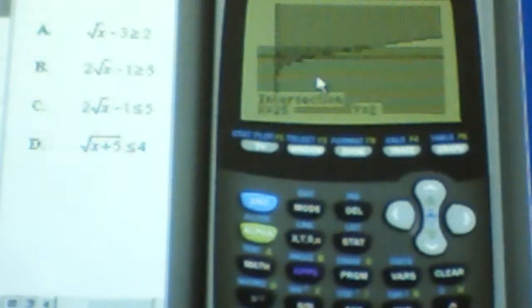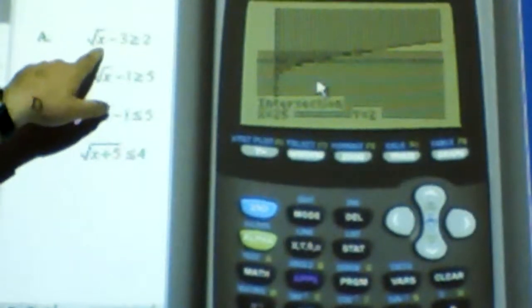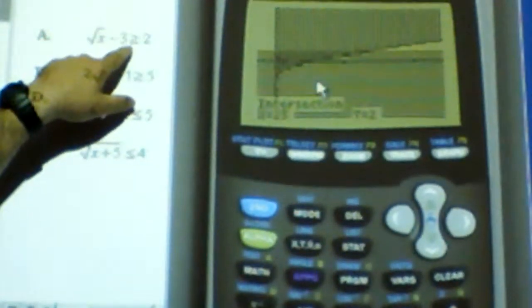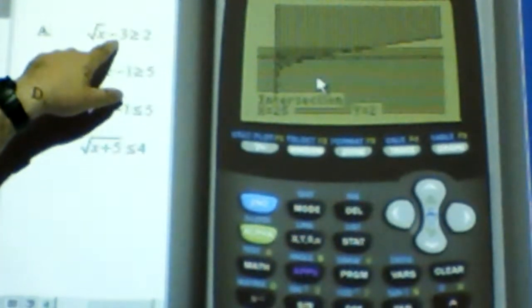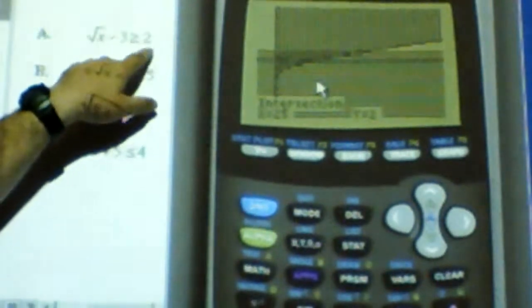Now the thing is we want x to be greater than this equation here, right? So what we want to do is we want all of the x's greater than this 25.